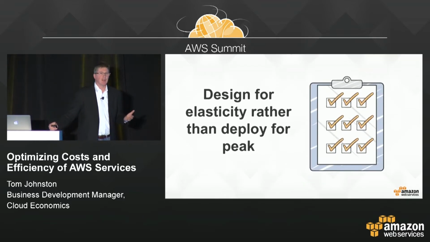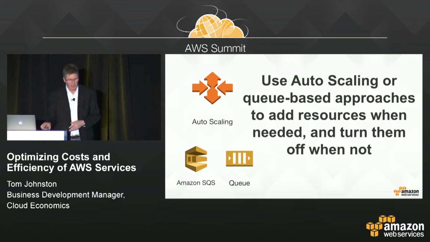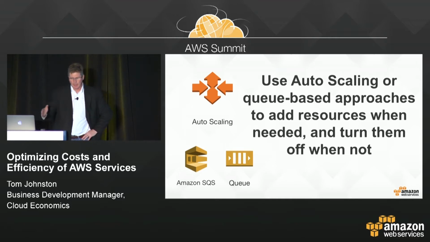And you design for elasticity rather than that peak load, so your system is ready to respond and handle changes in demand. Let's talk about a few ways to do this. One is to use auto-scaling. This is a service of AWS that automatically scales up and down your instances based upon your need.